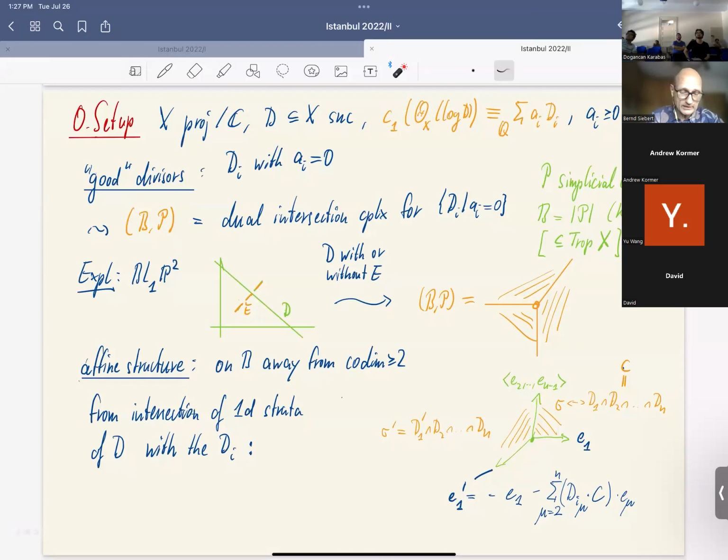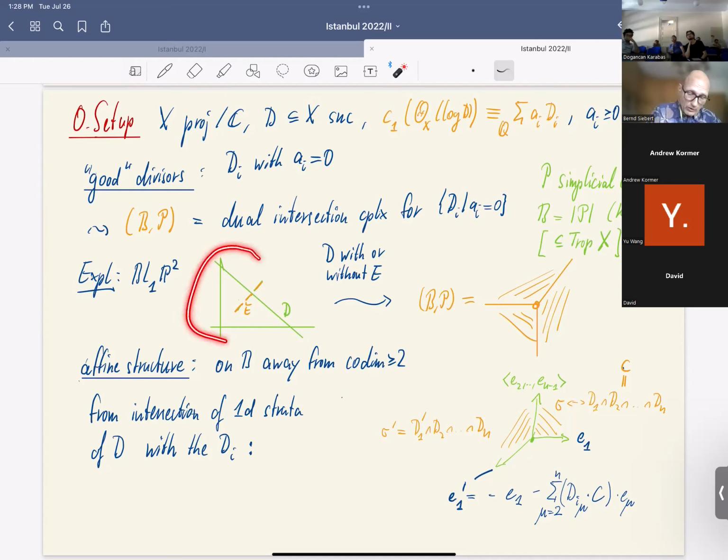Okay, so let me quickly give the setup. So we have X projective over C. D is a simple normal crossings divisor, and we don't necessarily assume Calabi-Yau, but maybe skip it. We'll skip it, but it's a lot stronger. Okay, so we need only that it can be written as some sum of a_i D_i with non-negative coefficients a_i. And then there's a way to produce this enhanced dual intersection complex called the Gross-Siebert skeleton by taking only those D_i where a_i is actually 0. So these are the ones where your holomorphic volume form has only simple poles, logarithmic poles.